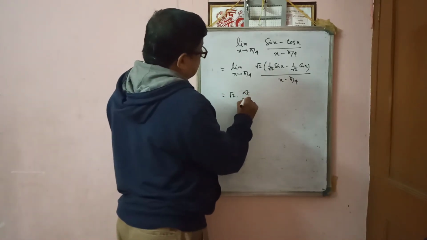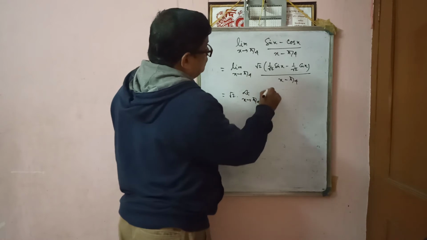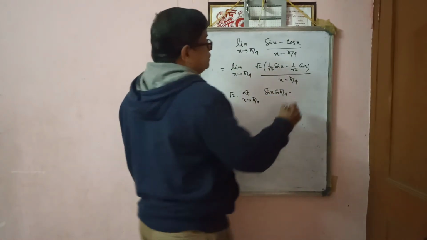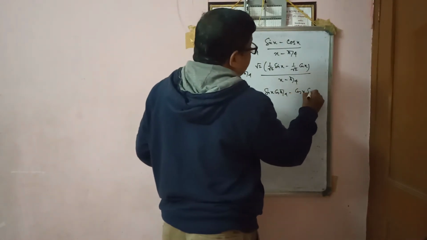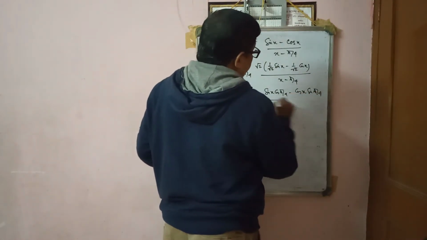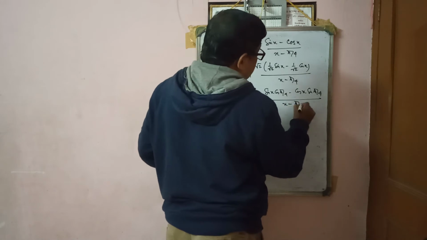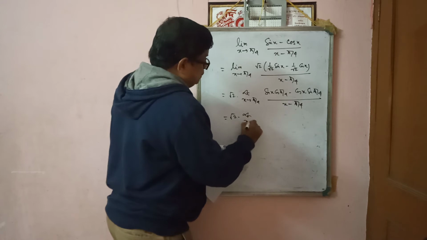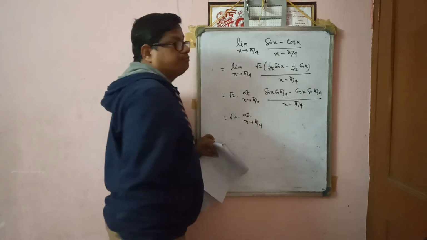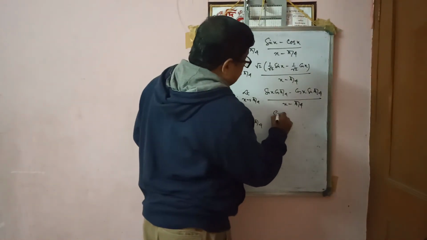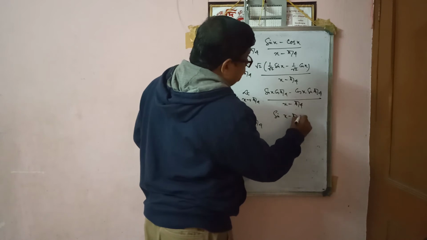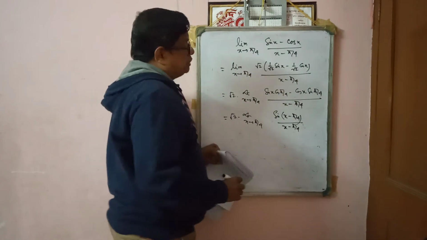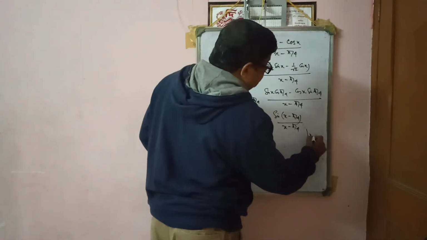So limit x tends to pi by 4 of (sin x cos pi by 4 minus cos x sin pi by 4) by (x minus pi by 4). So root 2 limit x tends to pi by 4 of sin(x minus pi by 4) by (x minus pi by 4).